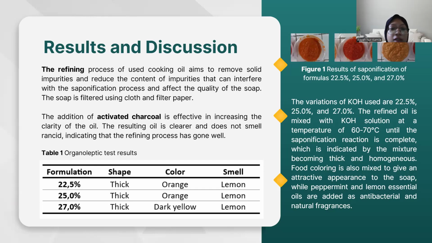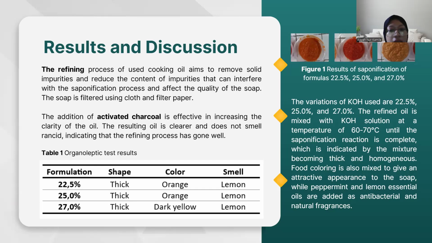To improve the quality of the oil, further purification is carried out using activated charcoal. Activated charcoal is activated by heating using a Bunsen burner for 5 minutes to increase its absorption. A total of 30 grams of activated charcoal is added to the oil. Then the mixture is stirred at 100 degrees Celsius for 16 minutes. The process aims to remove any remaining impurities and reduce unwanted odors.